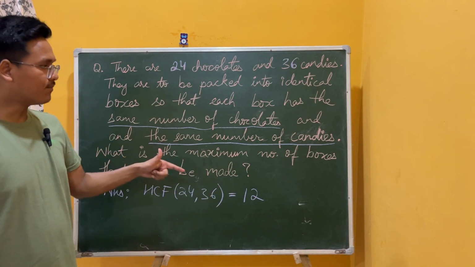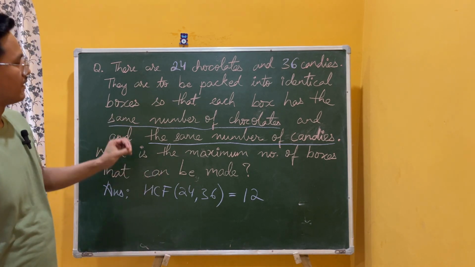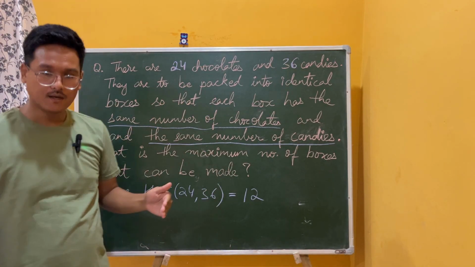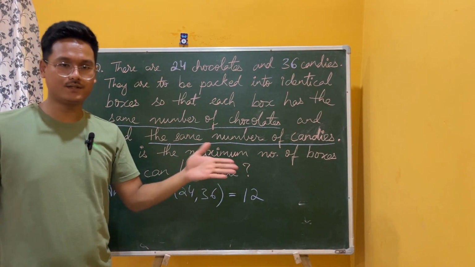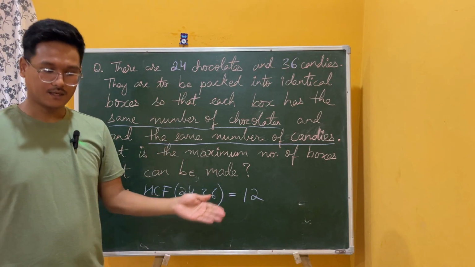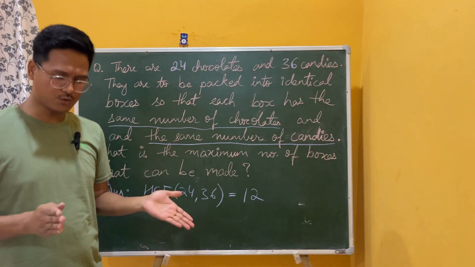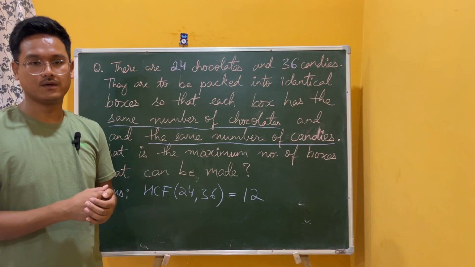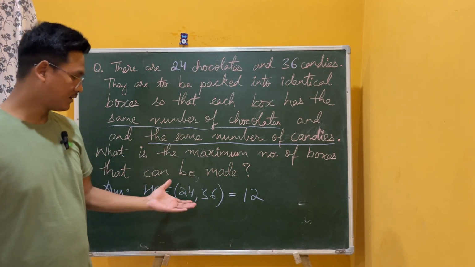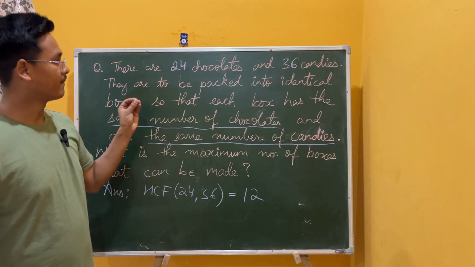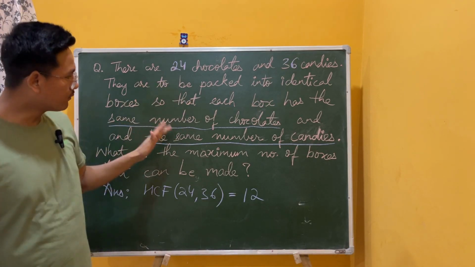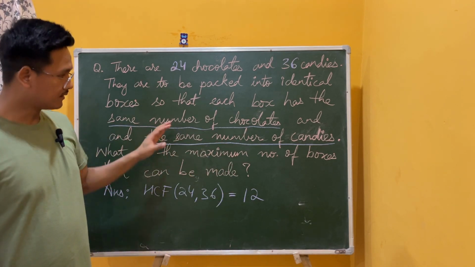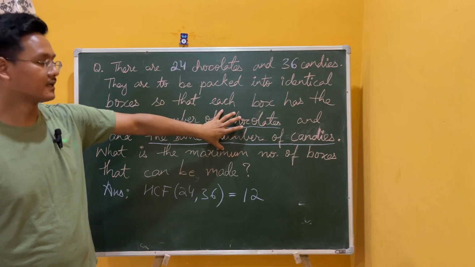In this case, in each box there will be both chocolates and candies. In the previous cases, when you divided into groups, like divided teachers or the fruits, in each basket or in each room, there should be only one type of fruit, or only teachers from one subject. But here in each box there must be both candies and chocolates, equal number of candies and equal number of chocolates. So that is the thing we must keep in mind.